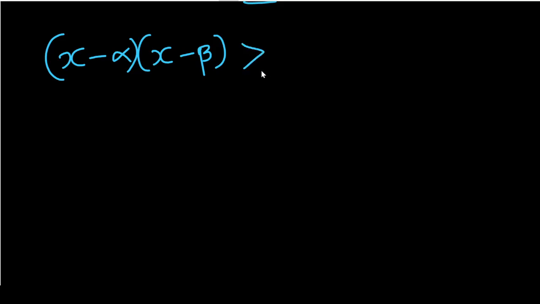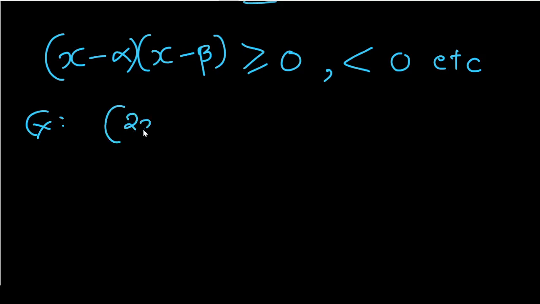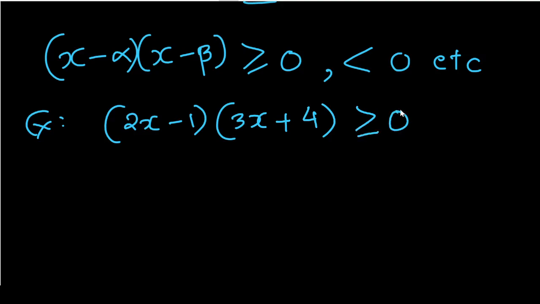So we have seen that x minus alpha, x minus beta greater than or equal to 0, less than 0, less than or equal to 0, and so on. We have seen the results. Now what if the coefficients, which were all positive so far, are different? For example, if we take 2x minus 1 into 3x plus 4 greater than or equal to 0.